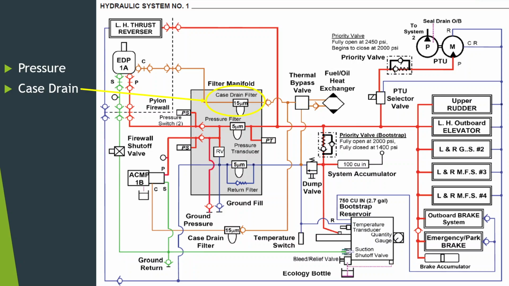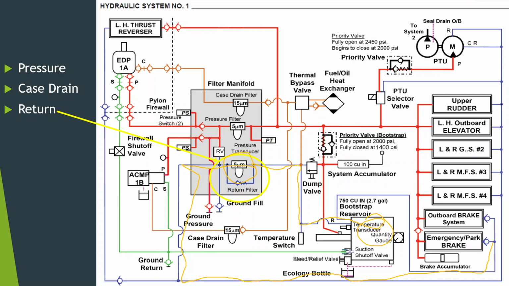And then finally, our third location, our return filter down here. You can see that if you follow the fluid coming back, it runs through that filter on its way back to the reservoir. And let me get my pen up. So fluid from our various users comes back this way, comes across here, goes up, goes through our return filter before coming back to the reservoir.